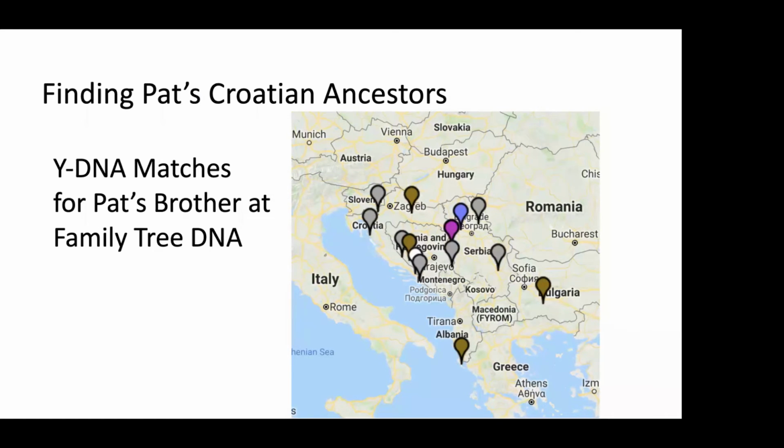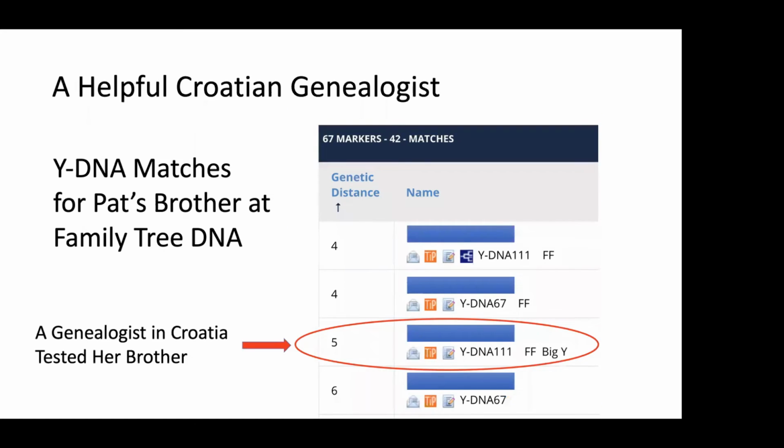Early in this presentation, I stated with confidence that Pat's paternal side was all Croatian. How we identified her paternal family tree is a reminder that breakthrough matches can appear anywhere. Now, Pat's brother did a Y-DNA test at Family Tree DNA, and not surprisingly, his matches have direct paternal lines from the area in and around Croatia.